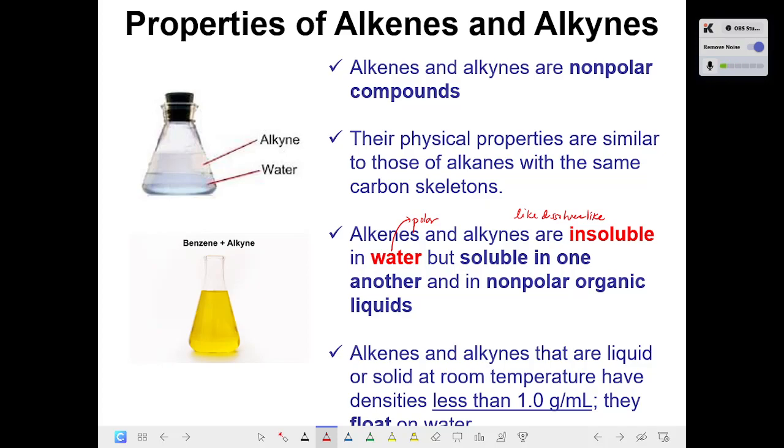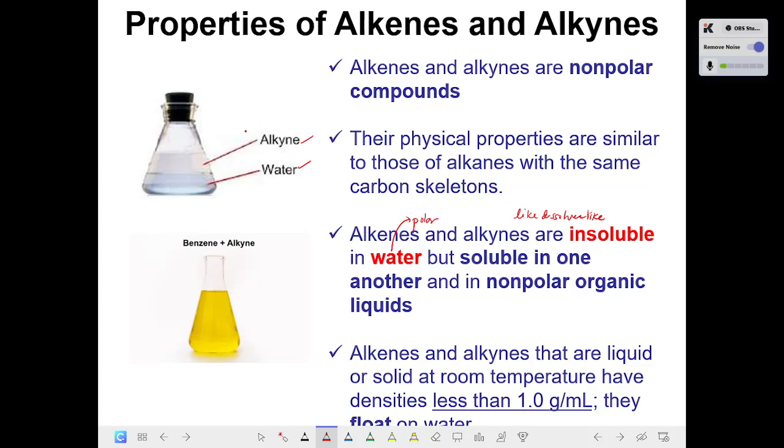For example, you add alkene and alkyne. Or your alkenes and alkynes will be soluble in any non-polar organic liquid. Okay? So, na-mention ko kanina that your alkenes and alkynes are insoluble in water. So, hindi sila mag-mix. And if alkenes and alkynes are liquid at room temperature and the density is less than 1.0 gram per ml, so what will happen? The alkenes and alkynes will float on water, just like this.